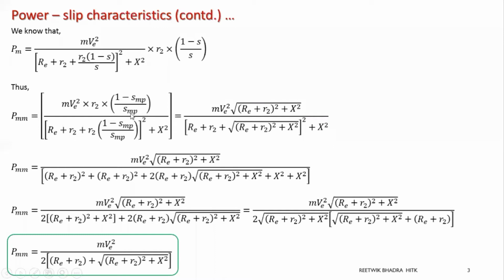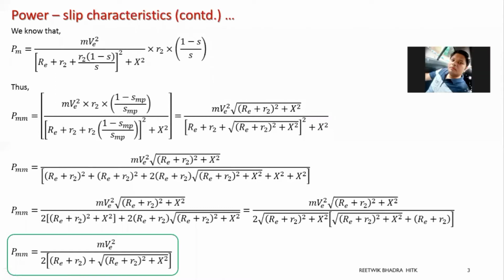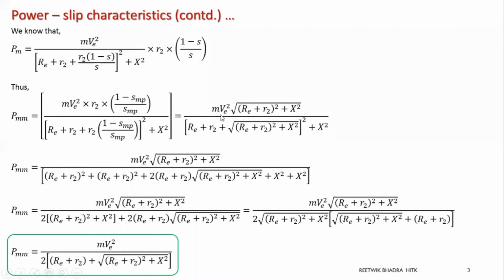So 1 minus SMP by SMP is the square root term by that R2, and there will be a denominator R2 over here. Over here also there will be a denominator, it will cancel out. So there is no R2 term over here. Okay, so that's why it cancels out. And then we have an equation like this.